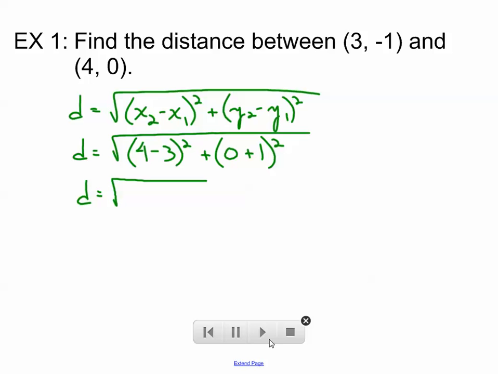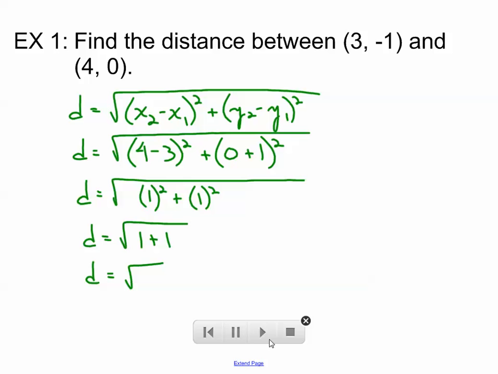All right, now we're doing order of operations. 4 minus 3 is 1. 0 plus 1 is 1. 1 squared is 1. And 1 plus 1 is 2. That's our answer. That's the distance between those 2 points.